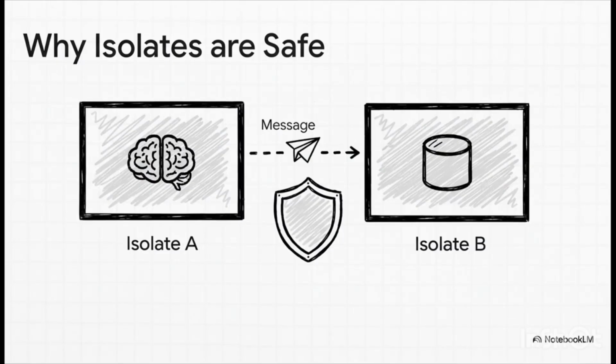And you know the best part? Isolates are incredibly safe to use. See, they don't share memory at all. This means one isolate can't accidentally reach over and mess with another isolate's data. They communicate by passing messages back and forth, kind of like coworkers sending emails. This design completely prevents all those nasty concurrency bugs like race conditions. It's just a clean, predictable way to get parallel work done.